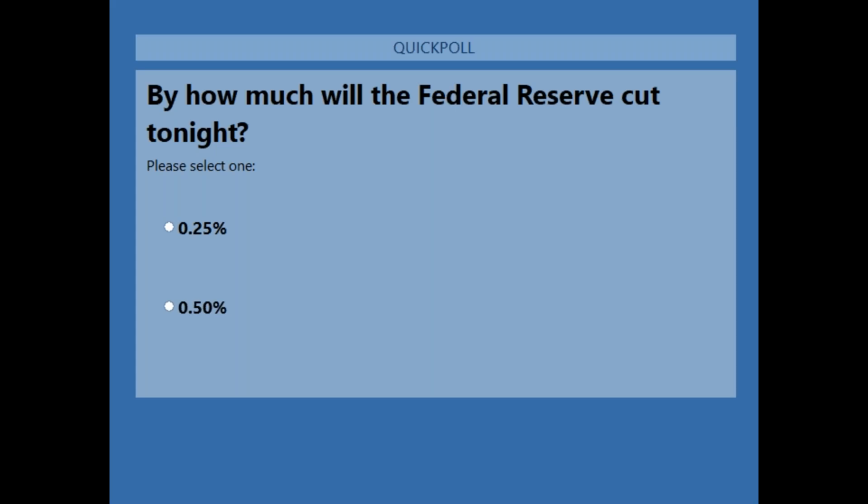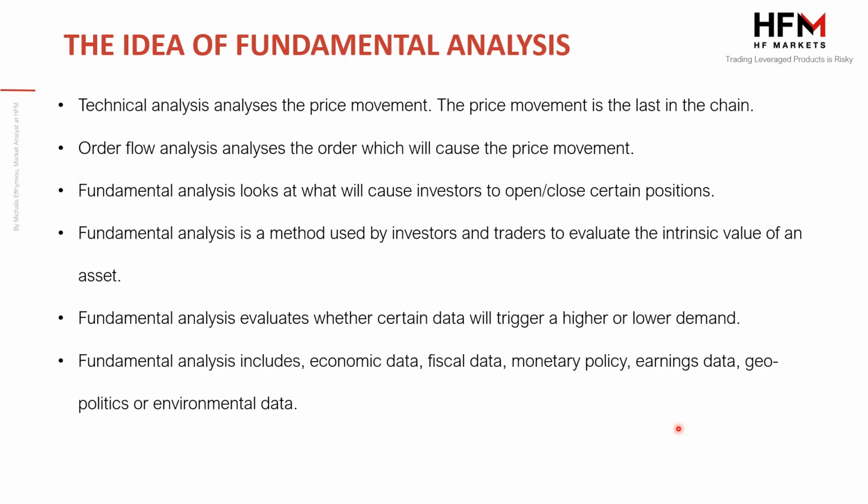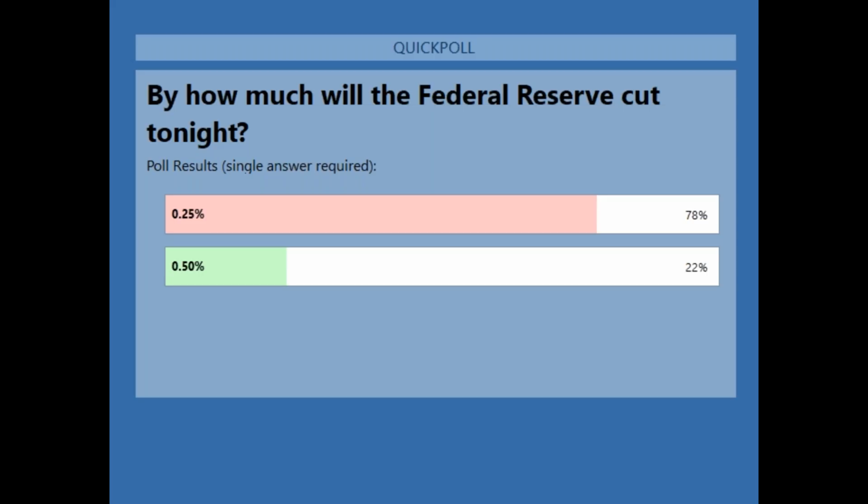All right. So let me share this with you. So I'm going to end the poll, and I will share the results with you. There we go. So you're able to see this. So from everybody that voted, 78% believe there's going to be a 25 basis point rate cut. 22% believe there's going to be a 50 basis point rate cut. That is very, very interesting.